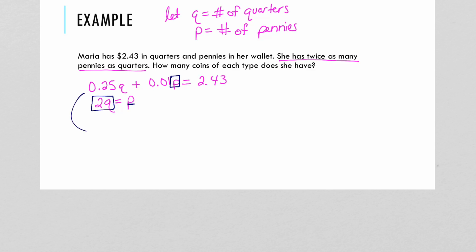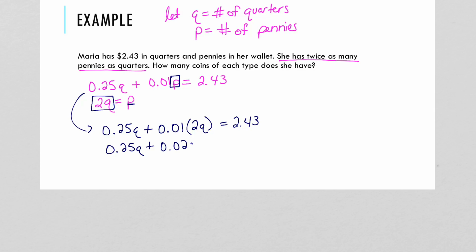So now I'm rewriting this equation, 0.25Q plus 0.01 times, instead of P, I'm going to write 2Q now. Alright, so now notice in our equation we only have one variable. We've got a couple of Q's, but we don't have Q's and P's anymore. That's a good sign. That means that we can actually solve for Q here. So now I'm going to just simplify. I'm going to combine my like terms.